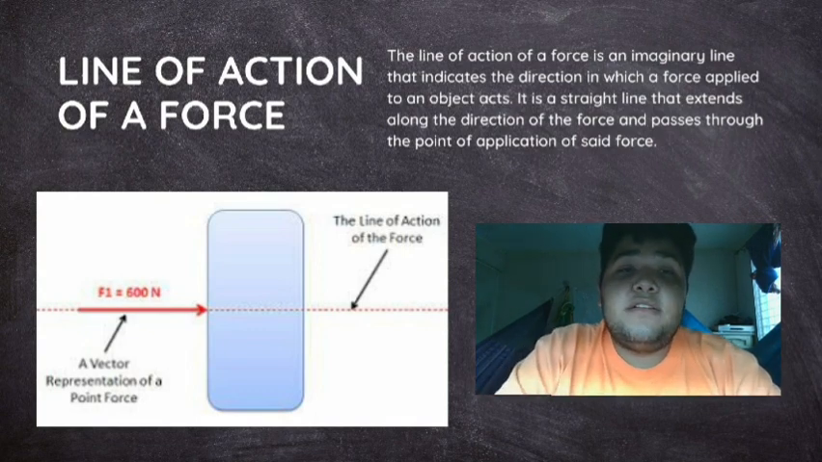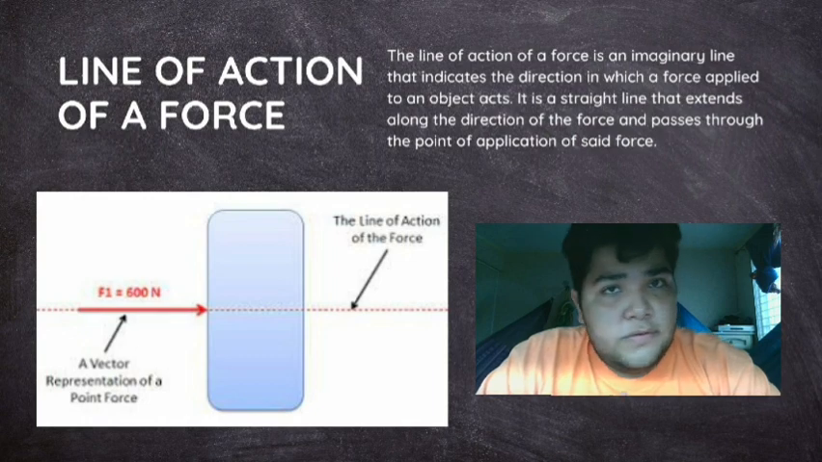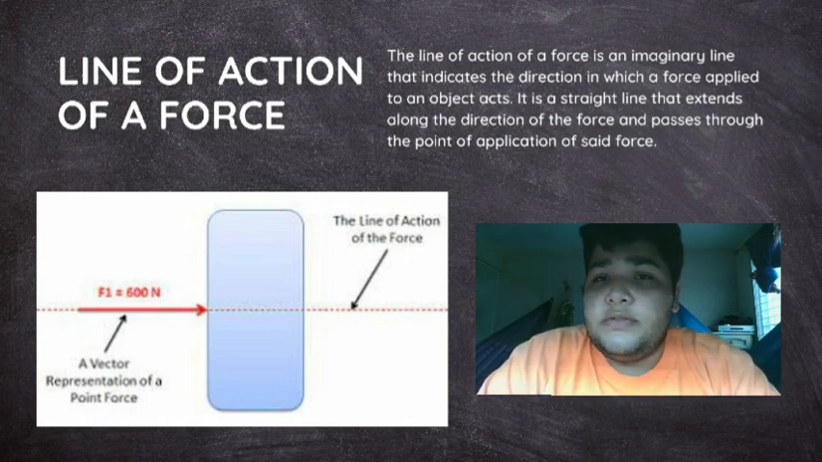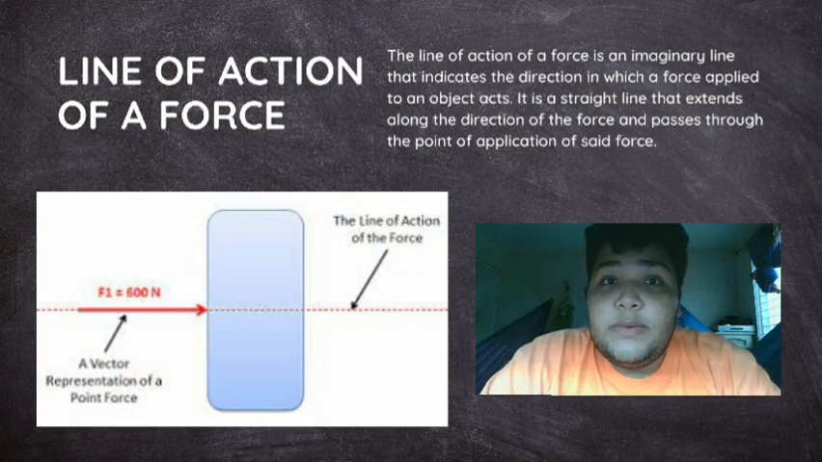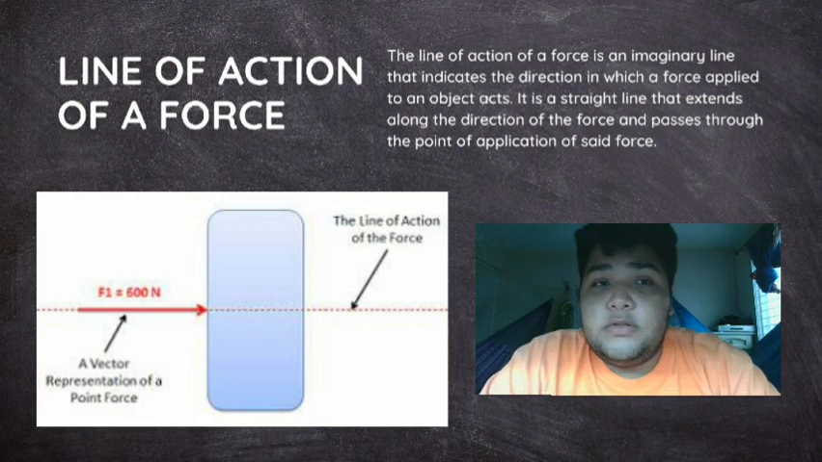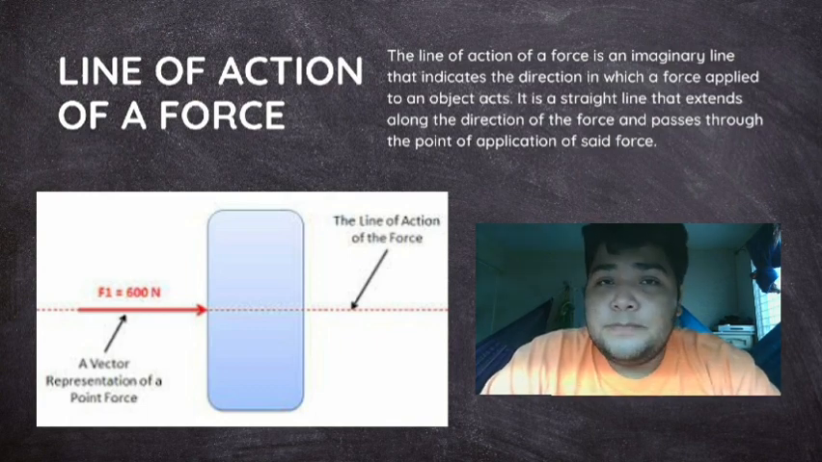The line of action of the force is independent of the magnitude of the force and is used to determine the effect of the force on the object. If several forces are applied to an object, the resulting behavior of the object will depend on the lines of action of those forces and how they combine with each other.